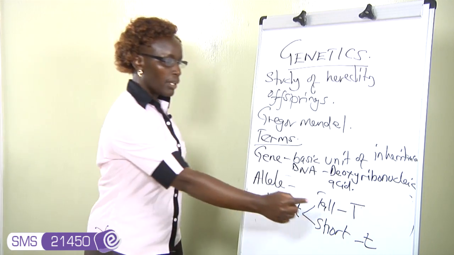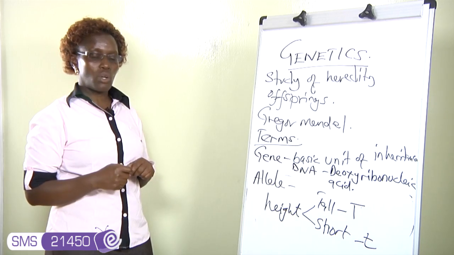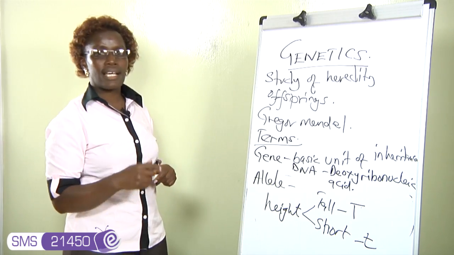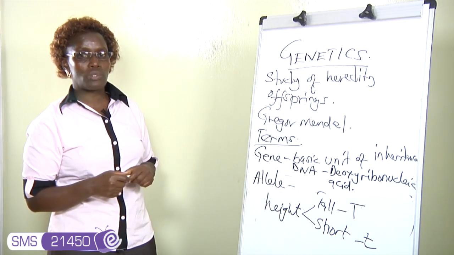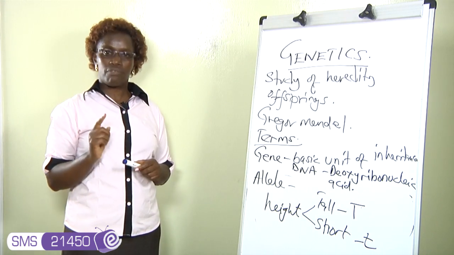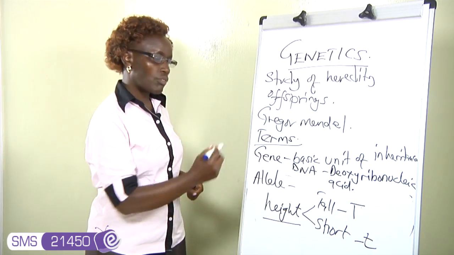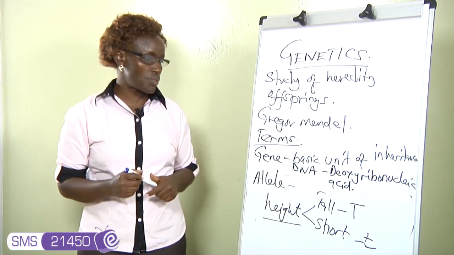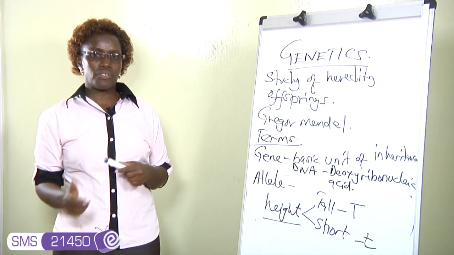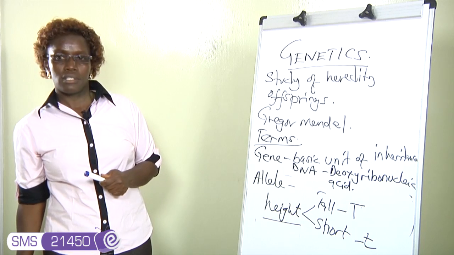So we say capital T is an allele of small t, or small t is an allele of capital T. So it's an alternative form of the same gene. Gene for height, but we have alternative forms. So those are alleles.